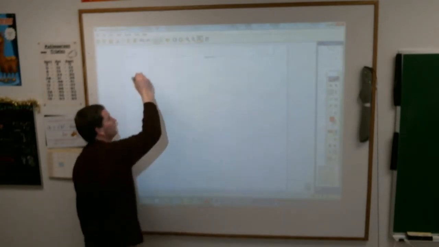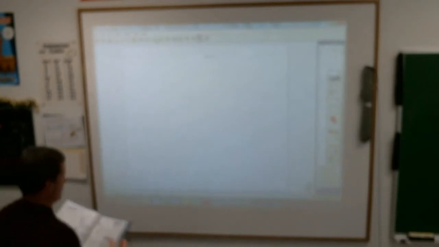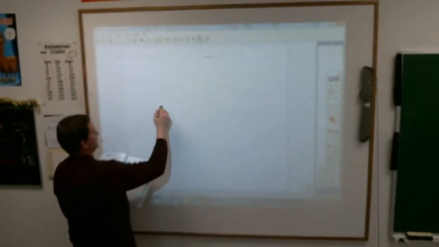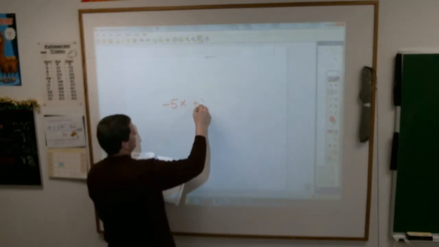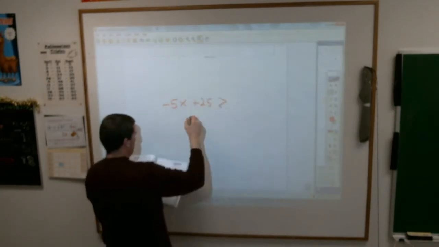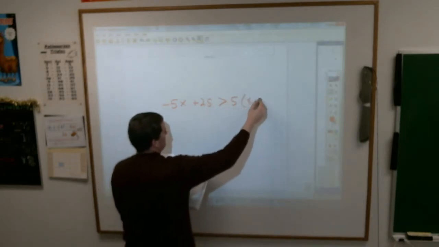Let me show you another, for example, for instance here. One right out of the book. Let's do a hard one. Negative 5x plus 25 is greater than 5 times x minus 5.